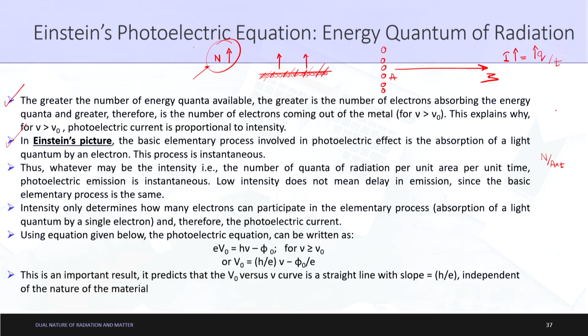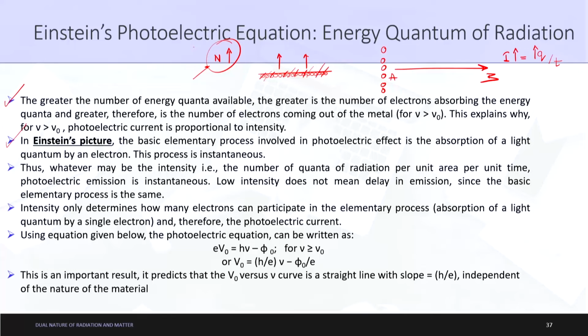Let us say if the intensity is less, then the quanta will be, let us say, only 4. If the intensity is high, then the quanta will be, let us say, 8 or 10. This is only the explanation, but the basic crux is that whenever the quanta of energy comes in contact with the metal surface or the electron, the energy absorbed will be instantaneous. Only that thing has been explained here.